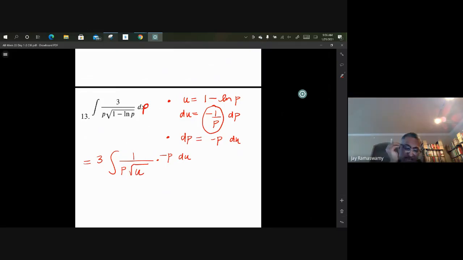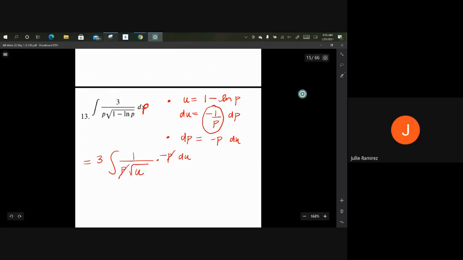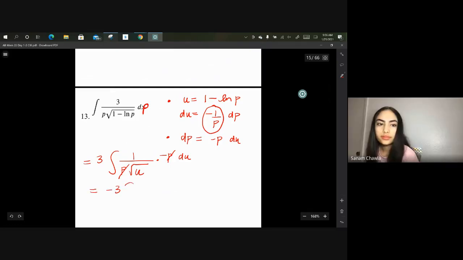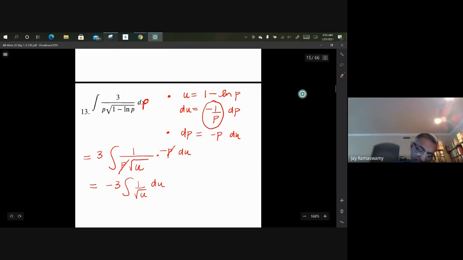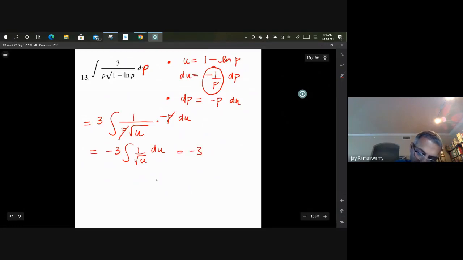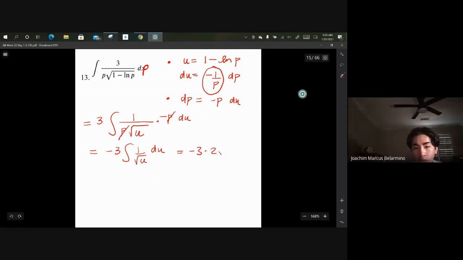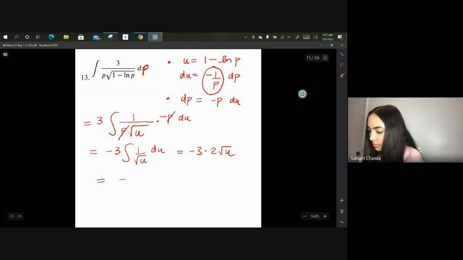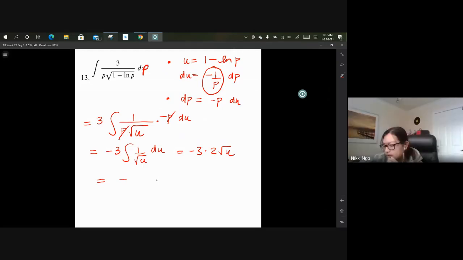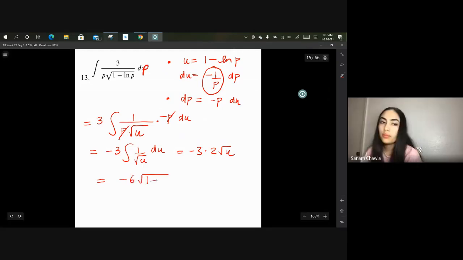Advanced kids, what cancels? The p. Negative 3. Rewriting is your friend. I'm just rewriting it. You see, only u appears. Those of you who finished, what is the integral of 1 over radical u? 2 radical u. Substitute. Negative 3 times 2, negative 6. Absolute final answer? Negative 6 radical of 1 minus ln p, plus c. Ta-da.